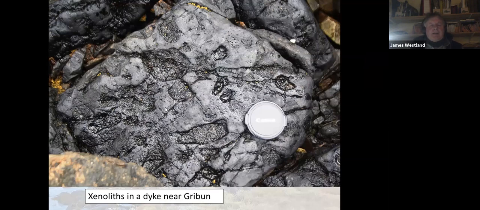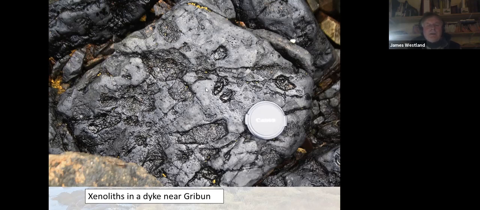Another thing you'll find in these dikes is that they're good at bringing up material from depth. These things are called xenoliths, bits of the country rock that have been broken off and brought up by the hot dike. These ones have actually come from quite a phenomenal depth. These are reckoned to be from either the upper mantle or the lower crust, these xenoliths.